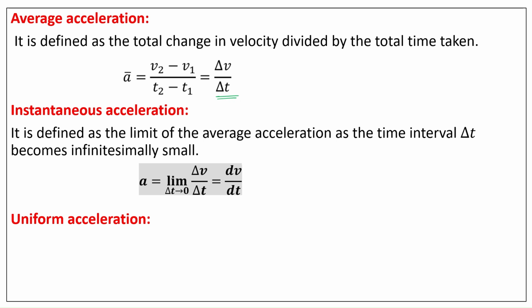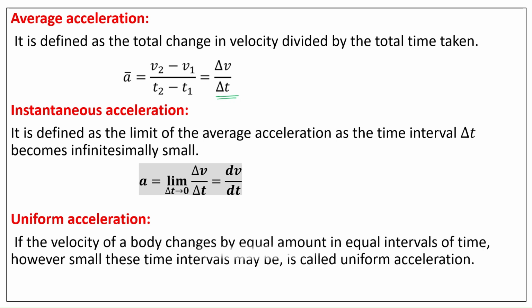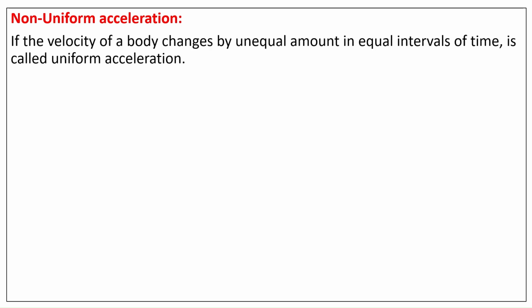Next, uniform acceleration. If the velocity of a body changes by equal amounts in equal intervals of time, however small these time intervals may be, it is called uniform acceleration. Non-uniform acceleration. If the velocity of a body changes by unequal amounts in equal intervals of time, it is called non-uniform acceleration.